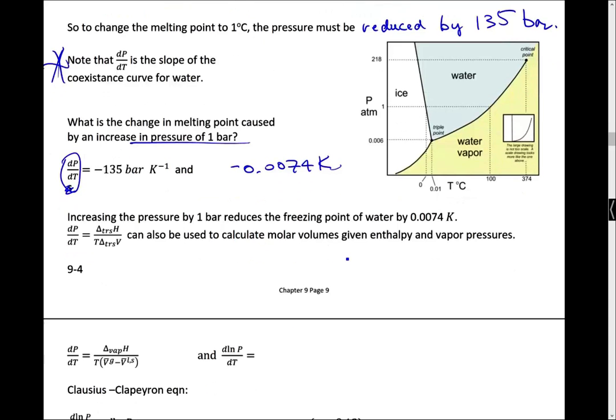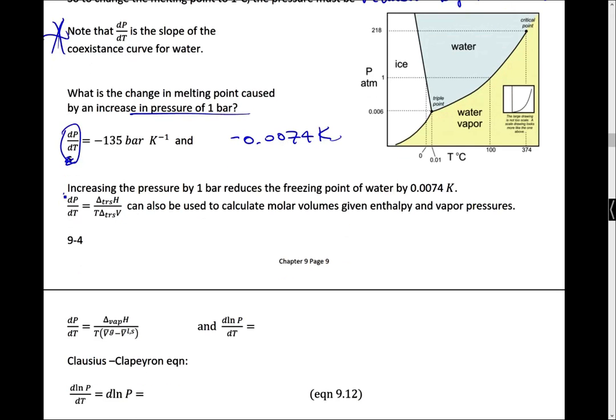Those of you that have gone to mountaintops know that changing the pressure causes a big change in the boiling point. The other thing I wanted to mention is that we have an equation here. This also means that if I know dP/dT, delta H, and T, I can calculate delta V. Or if I have delta V and dP/dT, I can calculate delta H.